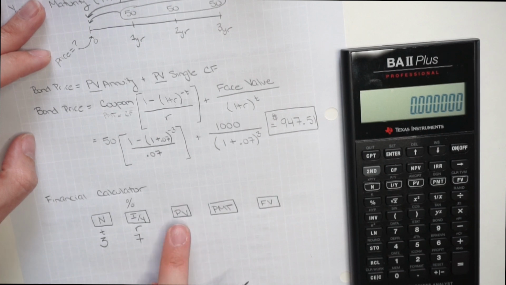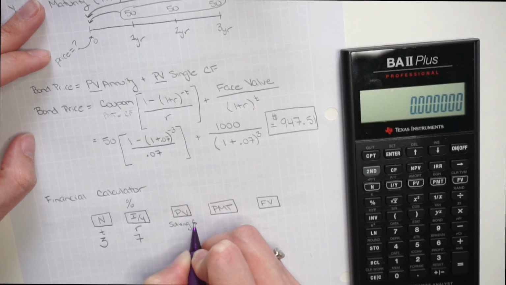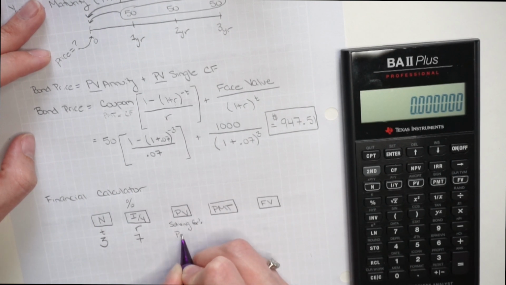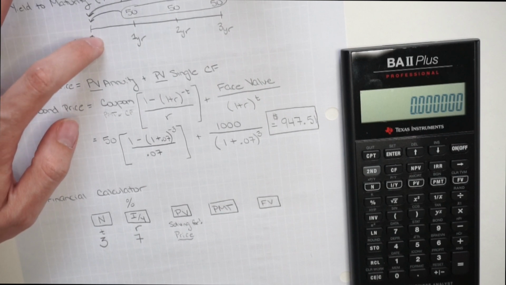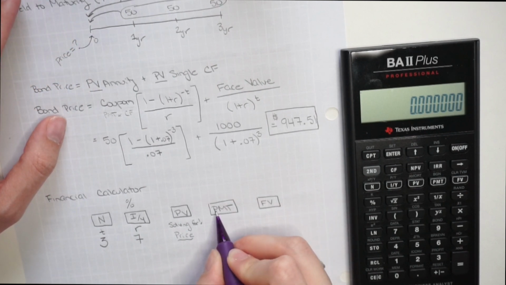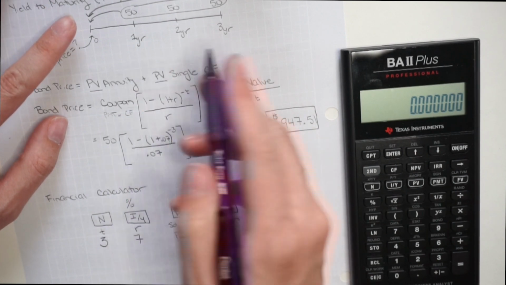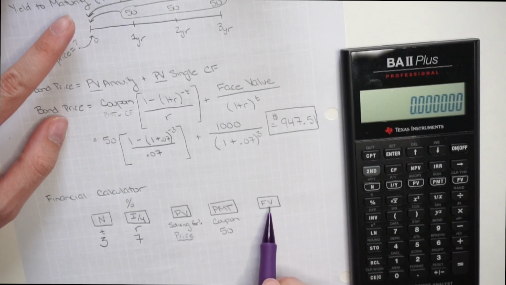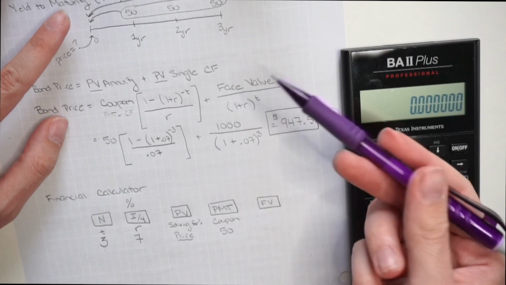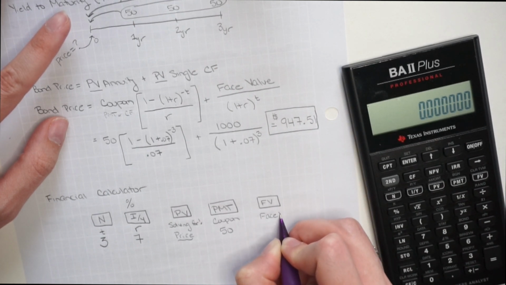Next up is PV. This is what we're solving for. So PV, we're solving for that price or that present value right now, whatever the value is at the beginning of the timeline. Next up, we have payment. So we want this to be our coupon. So our coupon here is 50. Then lastly, FV stands for future value, also matches face value. So here we're going to have the face value of 1,000.